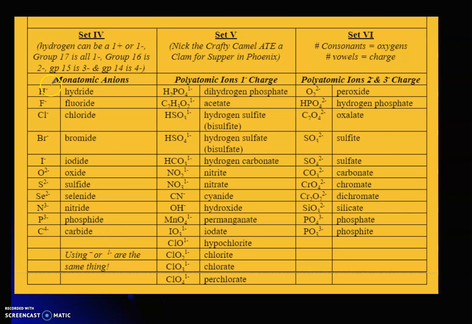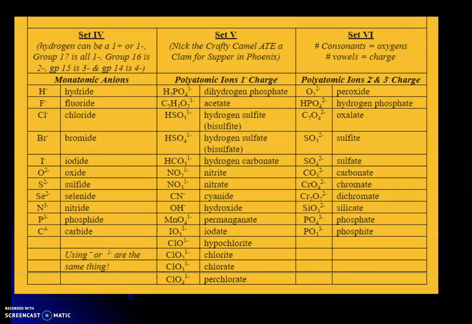Okay, don't forget that if you have a 1 minus, it can either be written as minus or 1 minus. So be really careful down here with all of your permanganates and iodates, hypochlorites, chlorite, chlorate, perchlorate. And all of your set 6 are going to have your 2 minus ions. So if you haven't seen the videos on Nick the Crafty Camel, definitely make sure that you practice those because these are going to be really important to what we're about to do.